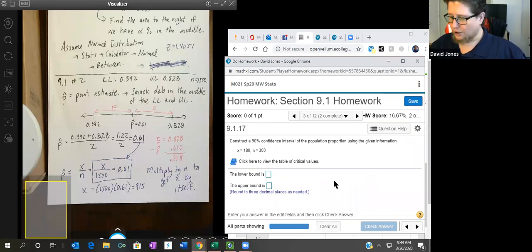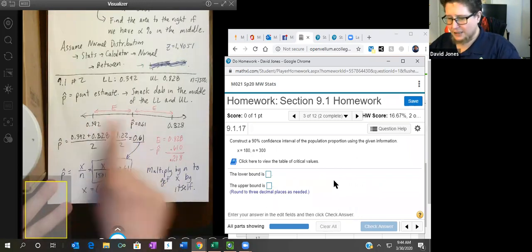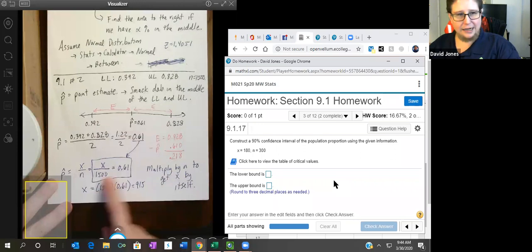That's all we needed. That's all they wanted. So calculate p hat, find the margin of error. It's the distance between the two. And then set up this little algebra equation and you're good to go.